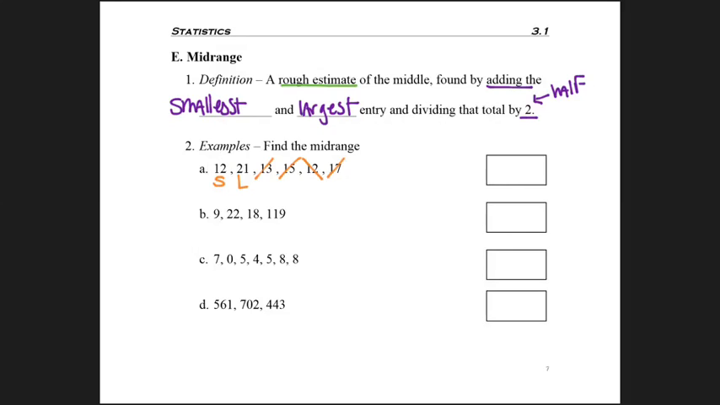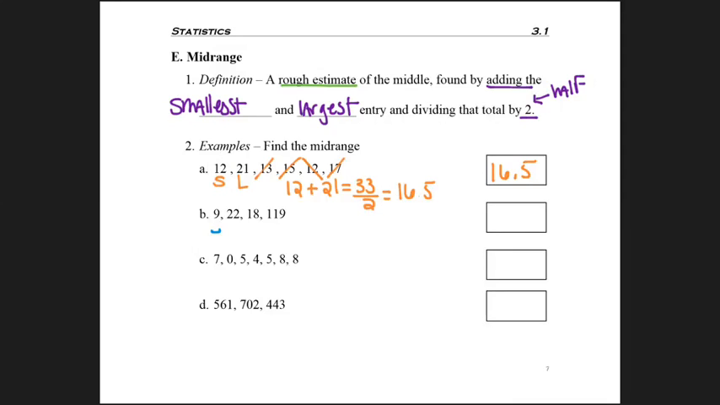So you don't need to write S's and L's and slash off numbers, but that keeps things organized for me. I'm adding my small of 12 to my large of 21 to get 33. That's not the range of the numbers, but I'm going to cut that value in half to get 16, which would be halfway through that list in terms of its true range. And I repeat this process for all the other problems.